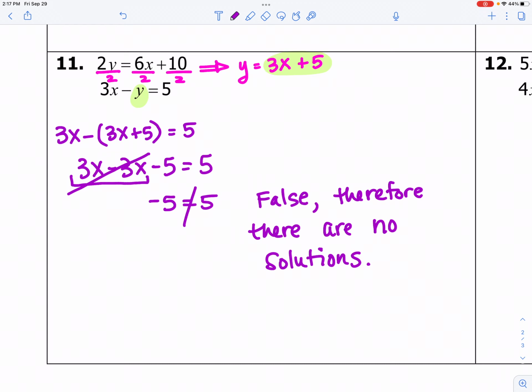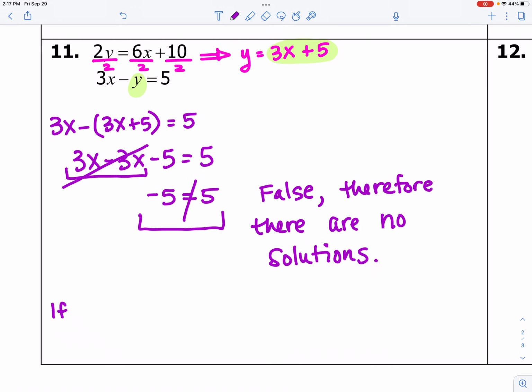So be really careful when you're solving. Anytime you cancel out variables and you're left with just a statement like this, look at your statement. If it's false, there are no solutions. Now, if you're left with 0 equals 0, that is a true statement. That means there would be an infinite number of solutions. So be really careful. If it's true, there will be an infinite number of solutions.